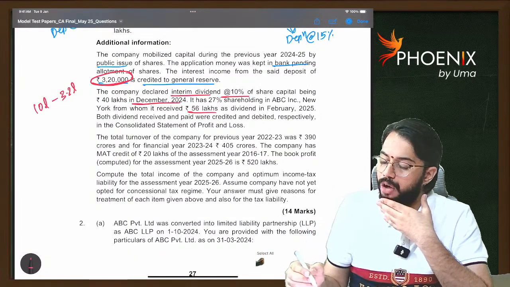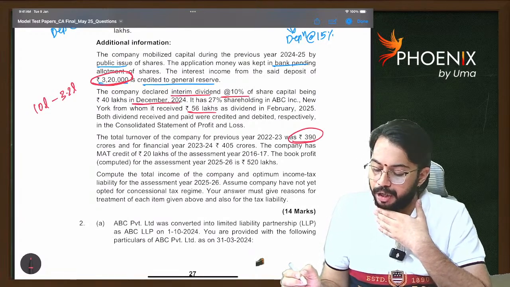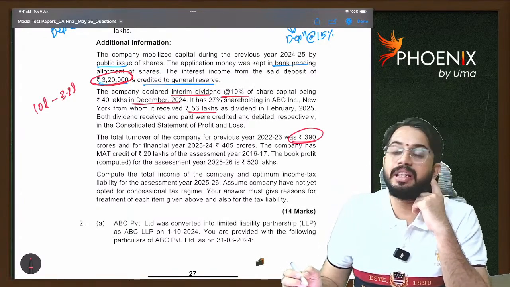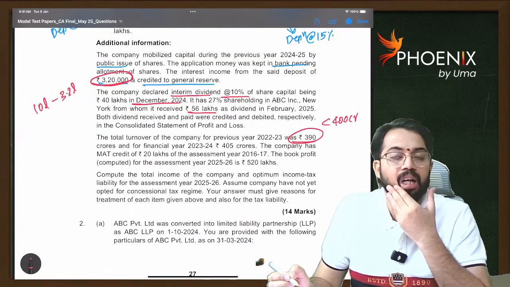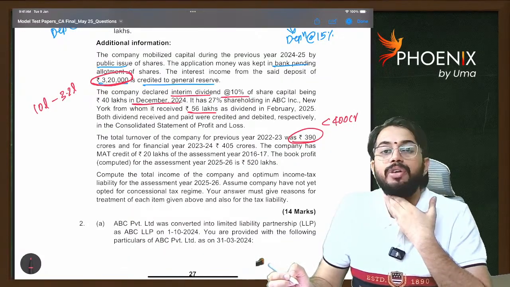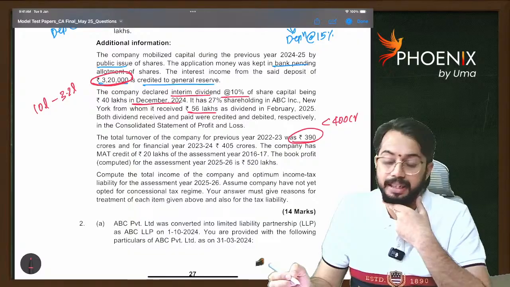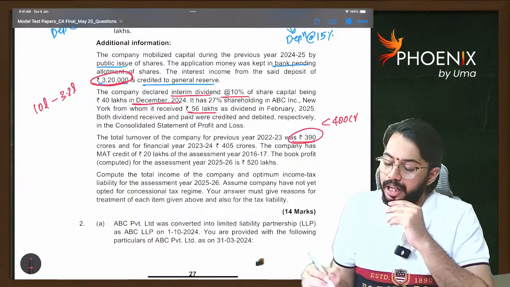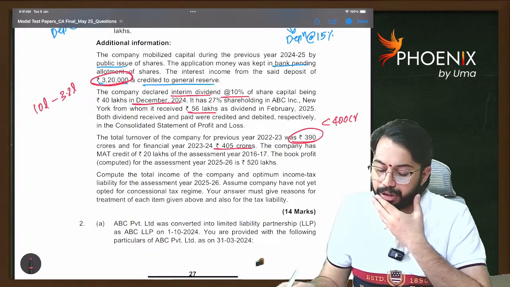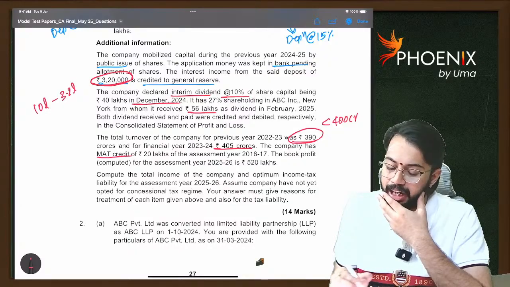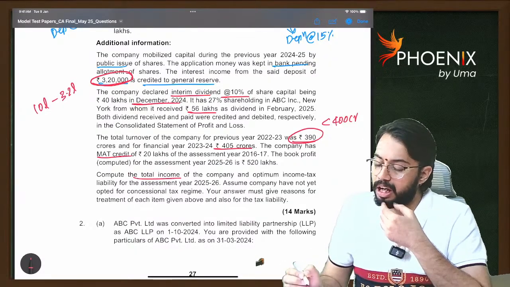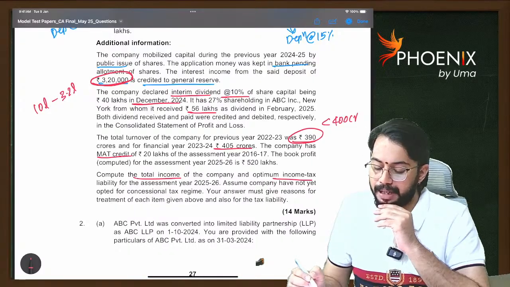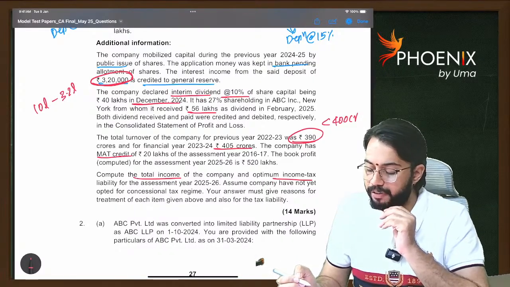Next, total turnover in 22-23 is 390 crores. So in 22-23, turnover is less than 400 crores, so the tax rate for 24-25 will be 25%. And in 23-24, turnover is 405 crores. The company has MAT credit of 20 lakhs. Book profit is computed. Compute total income of the company and optimum income tax liability for assessment year 25-26.